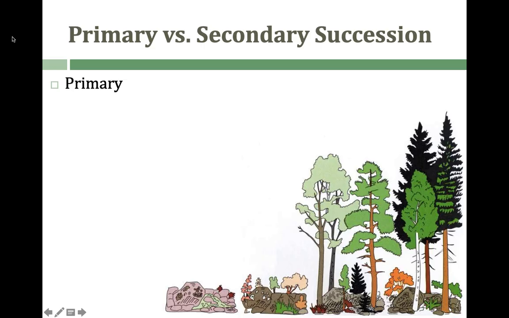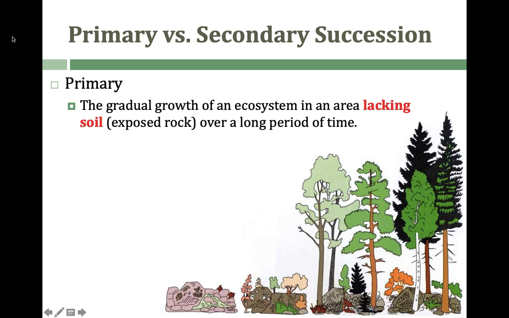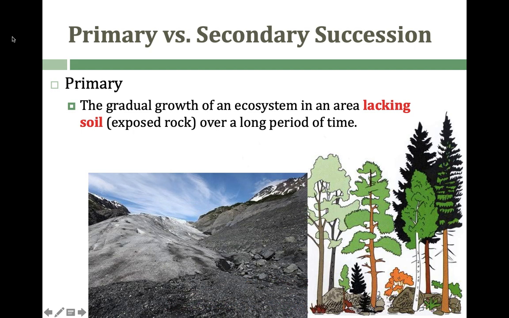Okay, let's talk about primary ecological succession. Primary succession starts in an ecosystem that is basically brand new. It's lacking soil. There's no soil to start. It's just exposed bedrock, or exposed lava that has cooled over a long period of time. So something like this, where we just have rock, and that's about it.